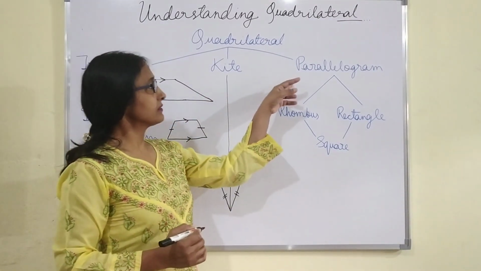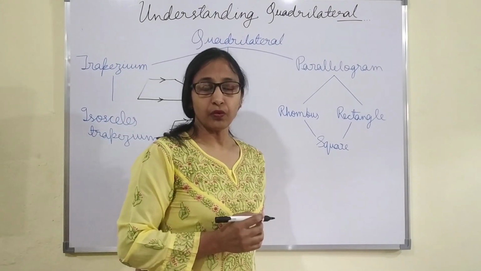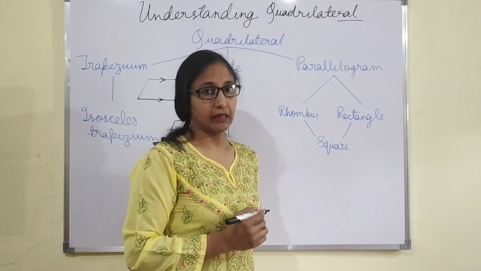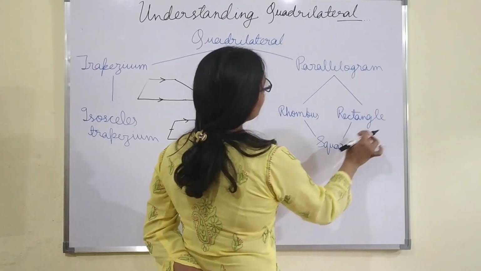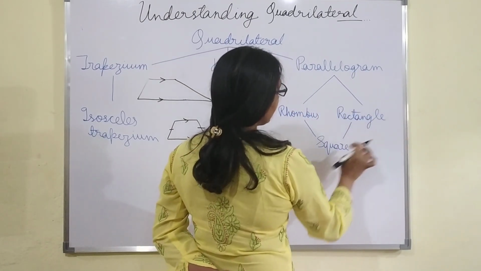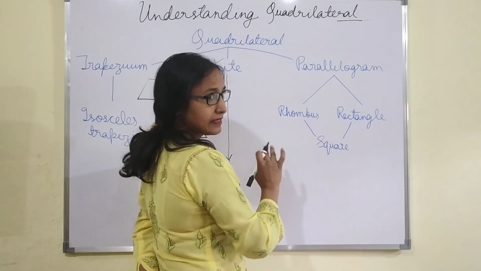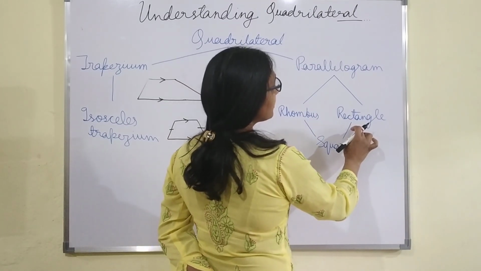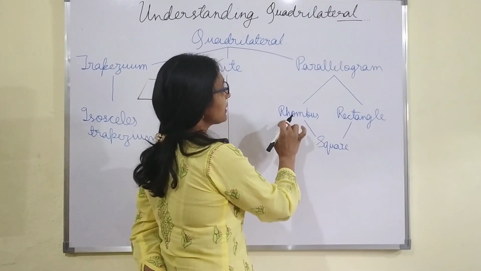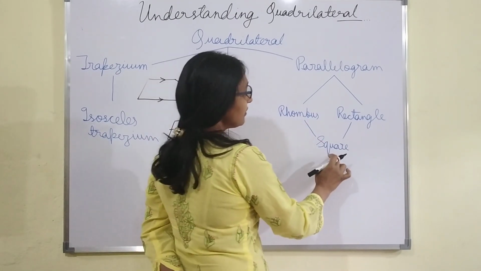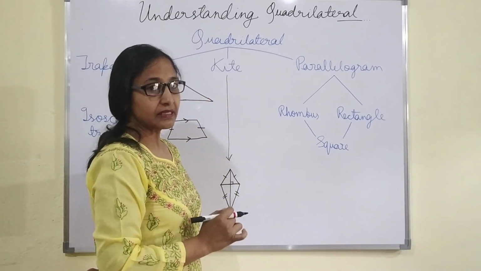Now, next is the parallelogram. What is a parallelogram? A parallelogram is one in which both pairs of sides are parallel. So, parallelograms are of three types: rhombus, rectangle and square. In a rhombus, all the sides are equal. In a rectangle, opposite sides are equal and parallel. In a rhombus also, all the sides are equal and parallel. Even in the square, all the sides are equal and both pairs of sides are parallel.